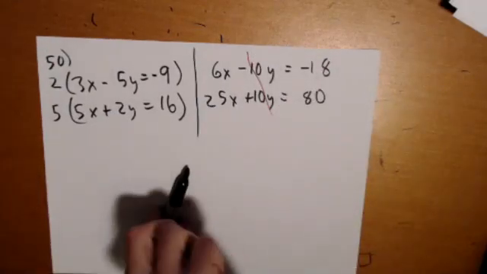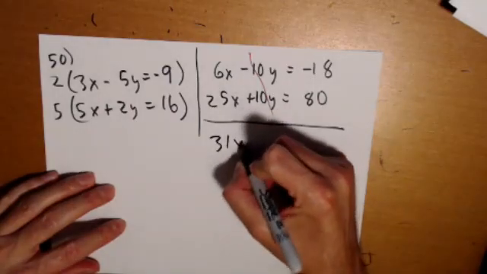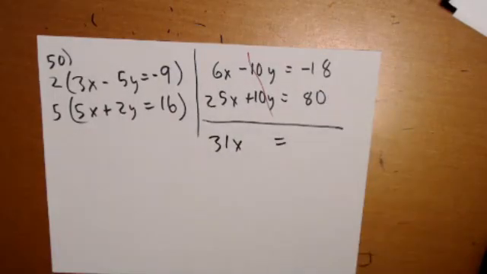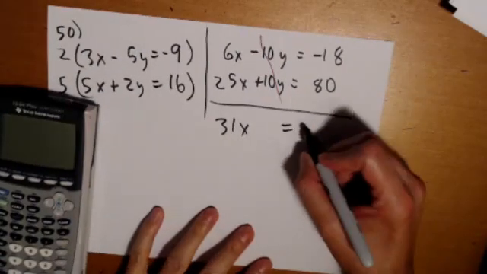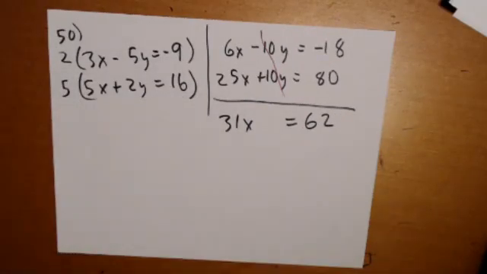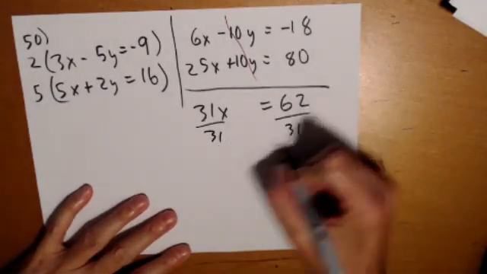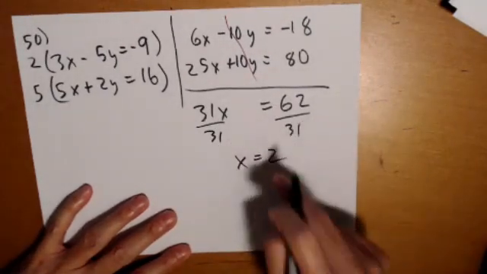Because what I'm doing is I'm combining the two lines together. 6 and 25 is 31. 80 minus 18, I sadly need a calculator. 80, oh, it's 62. 62. Aha, I did not need a calculator. Okay, let's get x by itself, divided by 31, divided by 31. So x is 2. Great, we got x is 2.